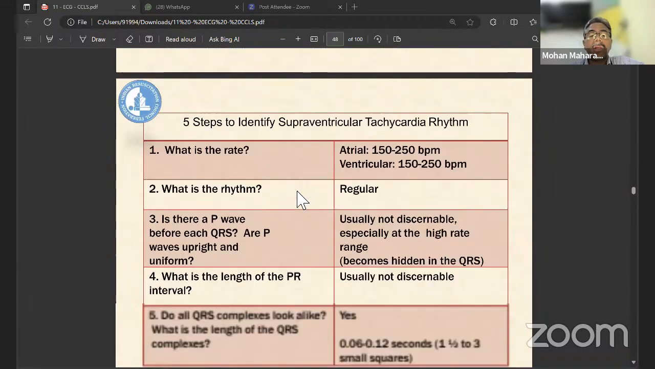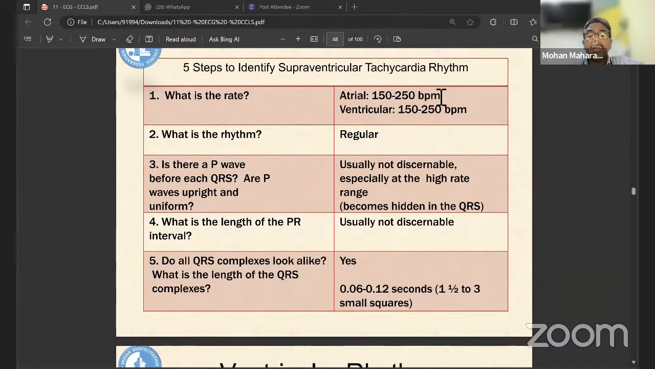So again here, look at it. Atrial regular, ventricular regular. No difference here. But at the same time, the rhythm is regular. The P wave before QRS is usually not discernible, especially at the high rate, so it becomes hidden in the QRS. So what is the length of the PR interval? Usually not discernible. And if you see the QRS complex, again there's no difference. So the PR interval is going to be a problem here.